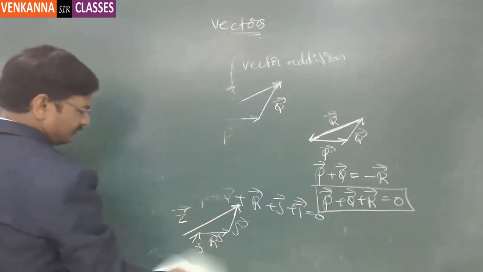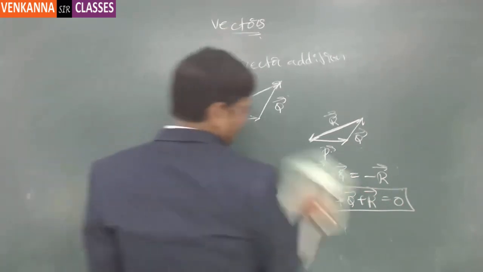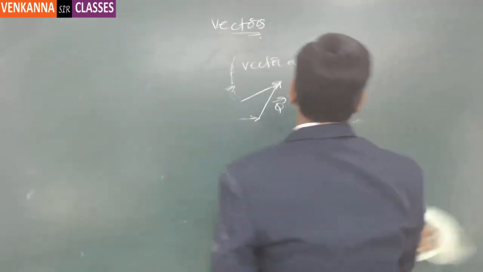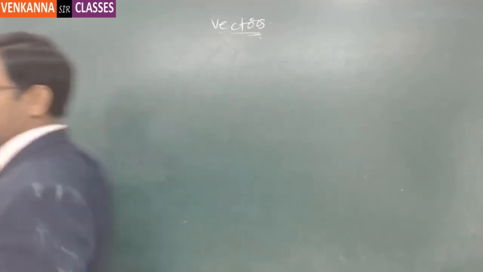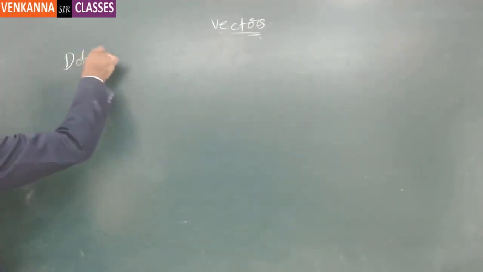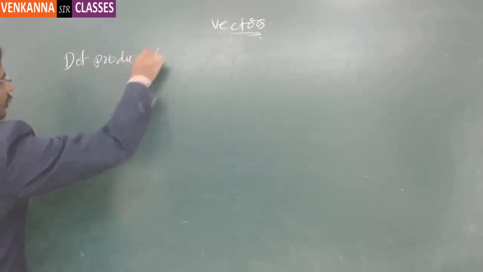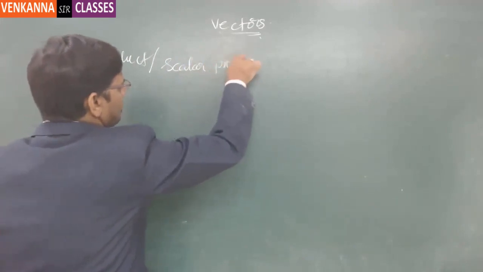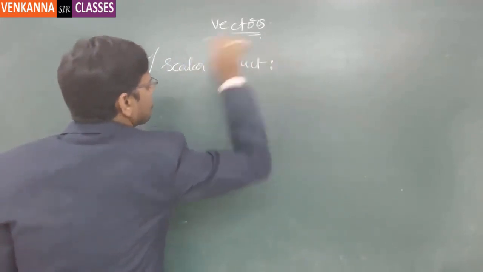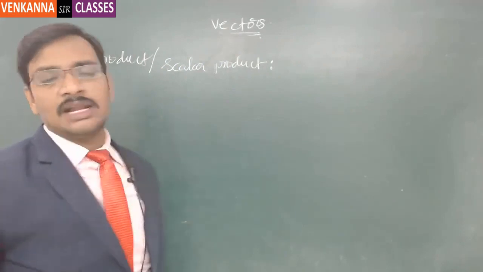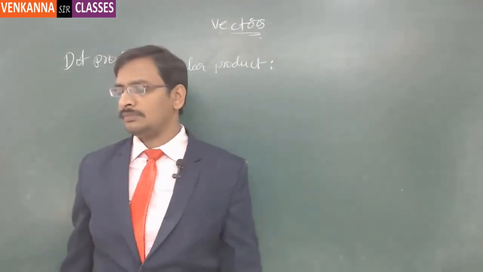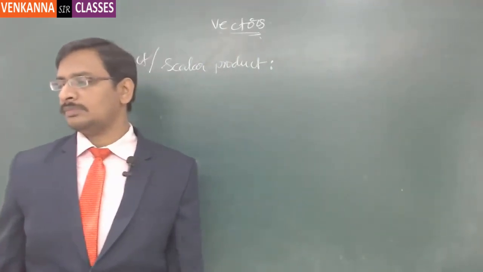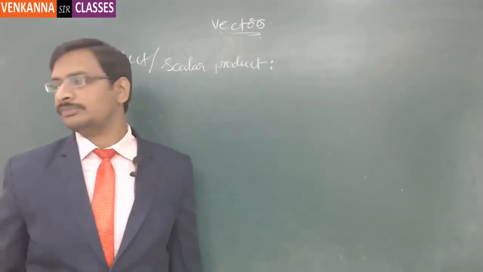Now, multiplication of the vectors. There are two different kinds of multiplication. One is the dot product, another is the cross product. Now the dot product is also called the scalar product. So why do we call this a scalar product?